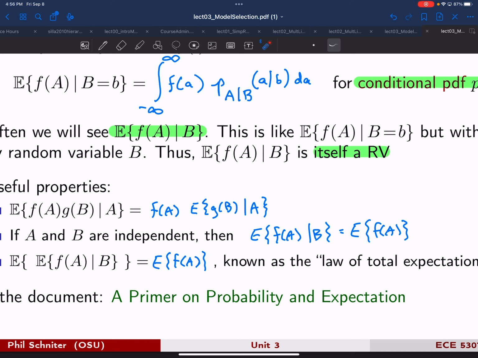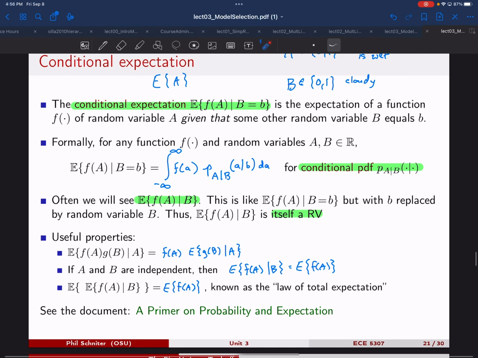And again, all of these properties can be proven with this basic definition and just a couple steps. It's a few lines. Okay. So let's see. I've gone a little slower than I wanted. Are there any questions on this?